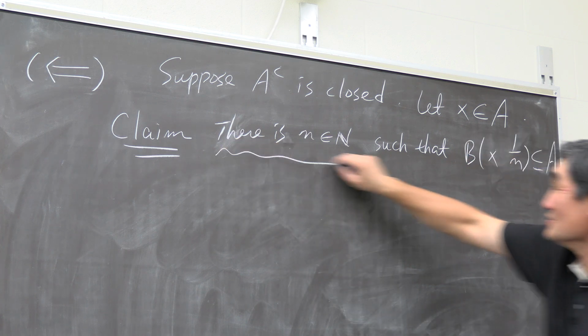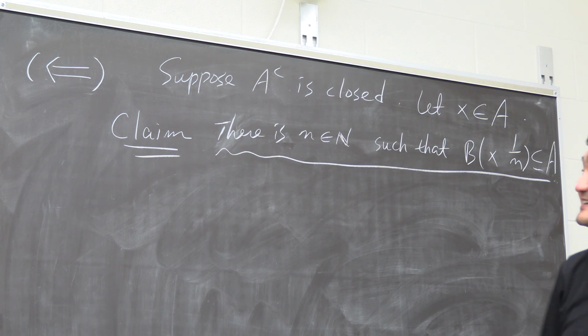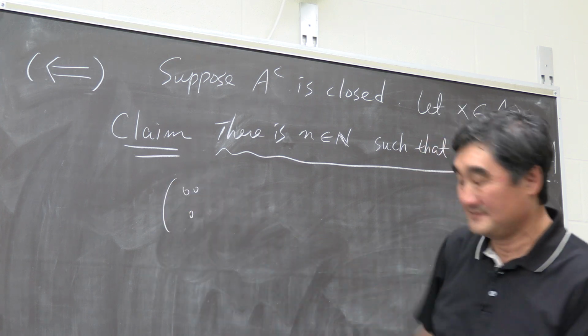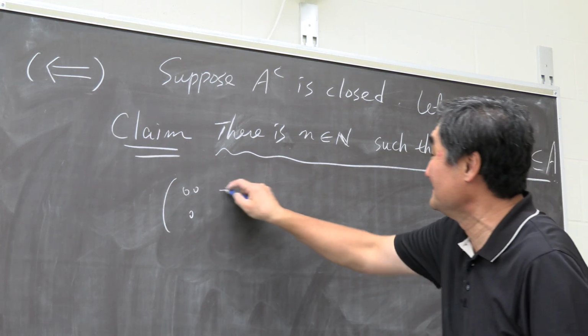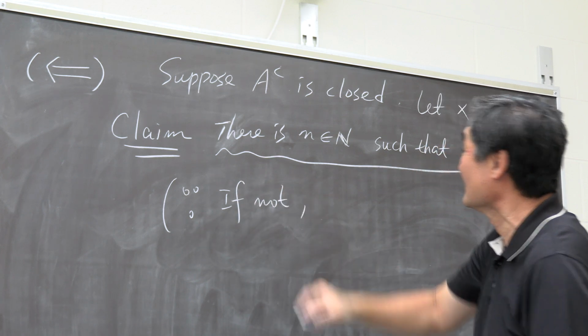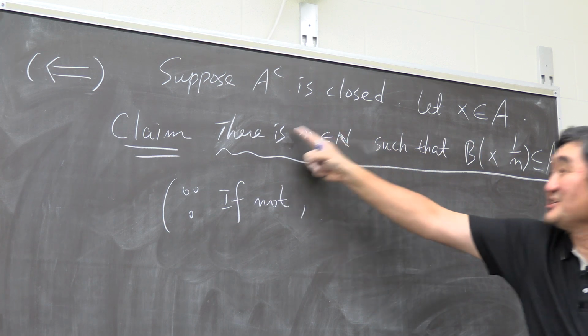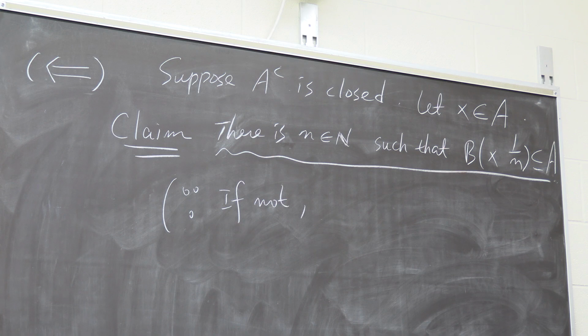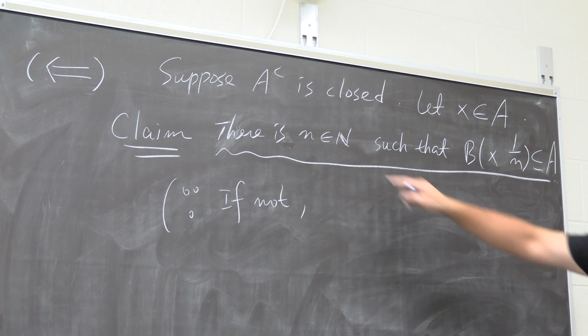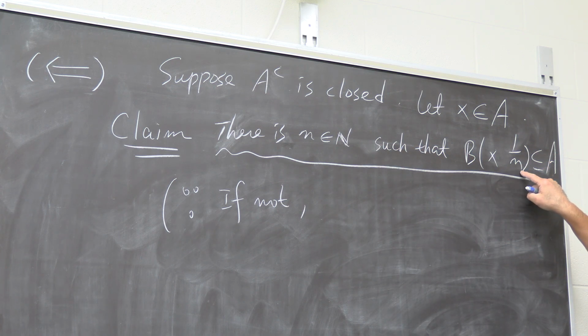Then why is that claim true? What happens otherwise? If not, we have to describe the negation of this claim. How do you write down the negation of that claim? No matter what natural number we choose, no matter what 1 over n neighborhood around x we choose, there is some point in the ball which is not in A.